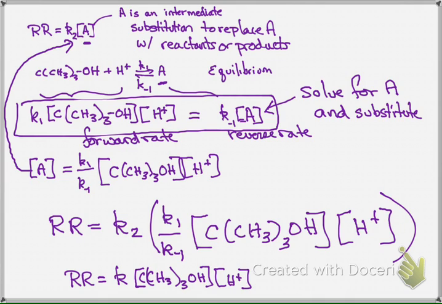Now, how do you know if this is right? Well, if they tell you the second step is rate determining, then you know it's right. But to know it's right, you actually have to do the experiment where you change concentrations and see what the rates do. All right.